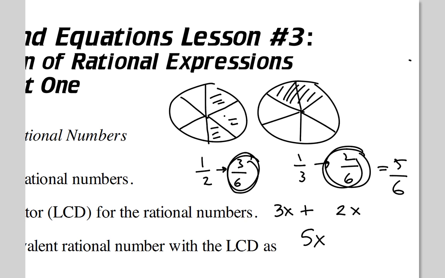So what was the pattern here? What do we do to the 2? We times it by 3. What do we do to the 3? We times it by 2.